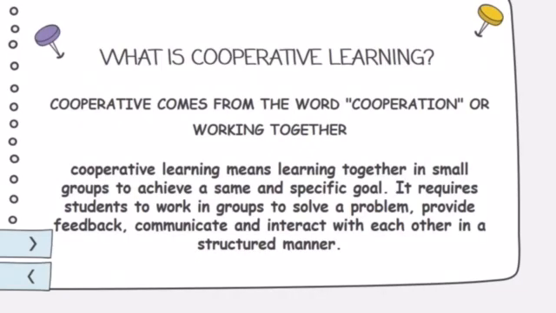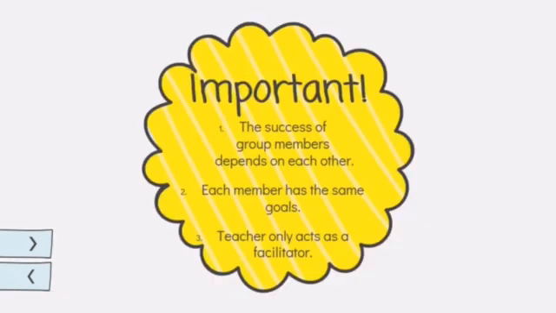So what is cooperative learning? Cooperative comes from the word cooperation or working together. In general, cooperative learning means learning or working together in small groups to achieve a same and specific goal. It requires students to work in groups to solve a problem, provide feedback, communicate, and interact with each other in a structured manner.